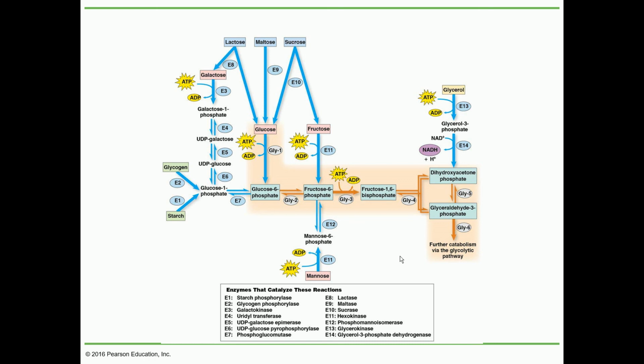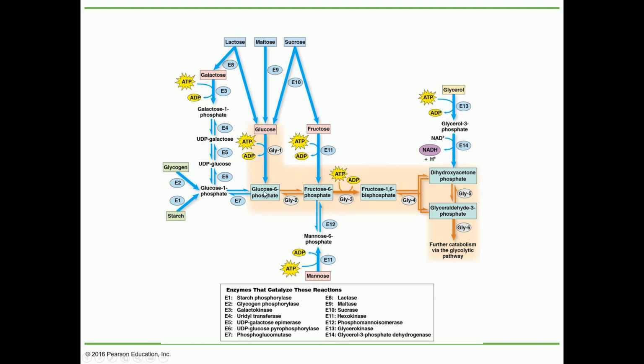Now, for example, you can see the example of lactose. Lactose is a disaccharide made of glucose and galactose. So lactose gets converted into glucose and galactose. What happens to galactose? Galactose first gets converted into galactose 1 phosphate, then into UDP galactose, then UDP glucose, and then glucose 1 phosphate. Glucose 1 phosphate gets converted into glucose 6 phosphate, and then it goes into glycolysis, and after that everything is the same.